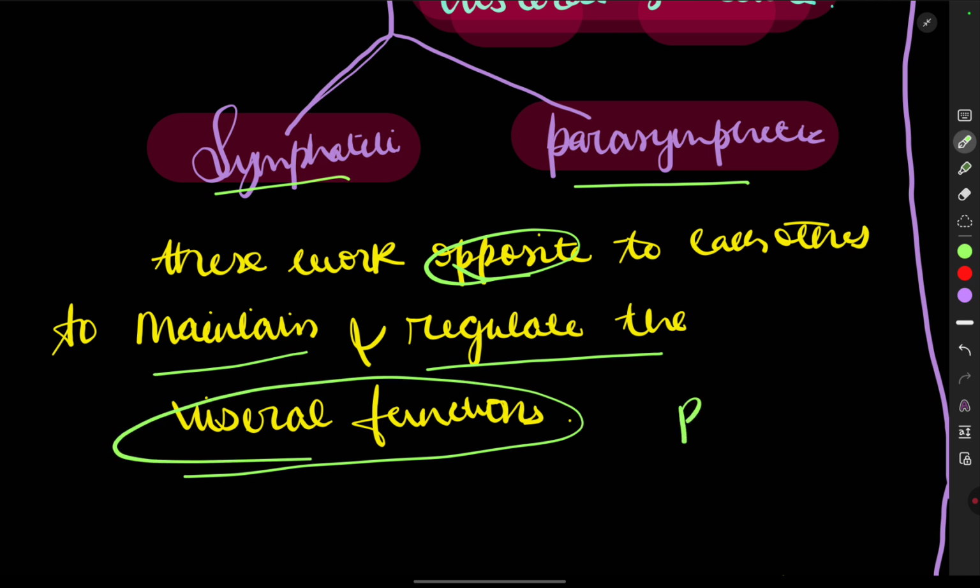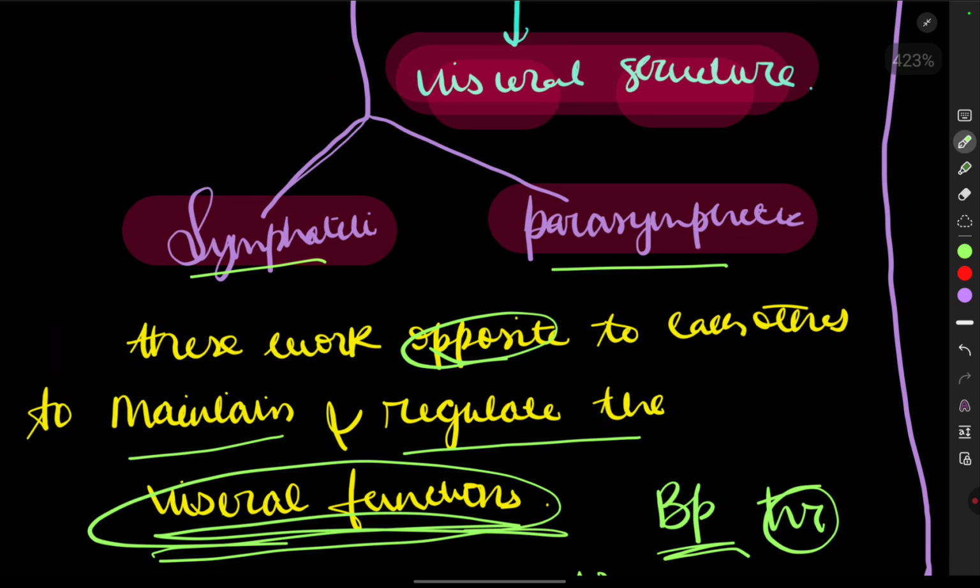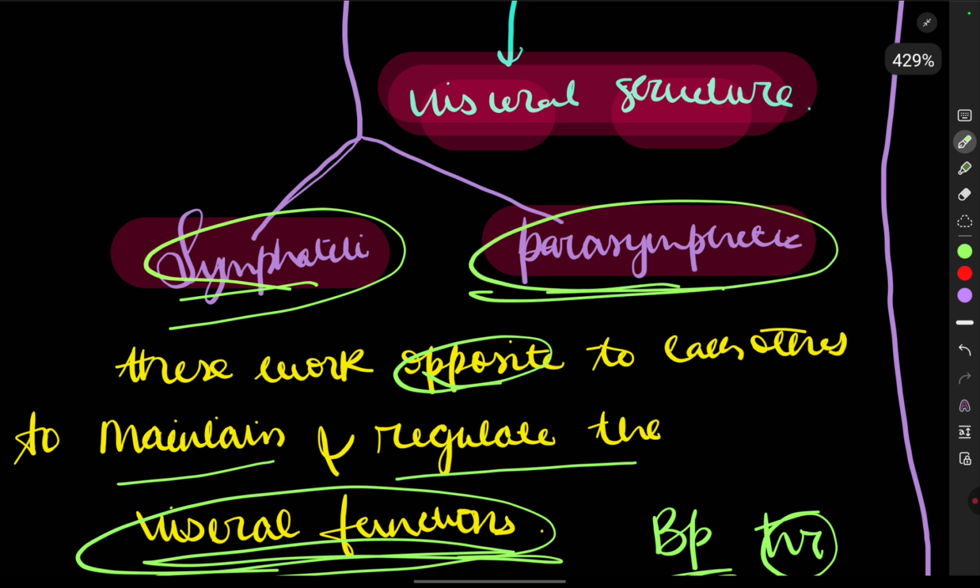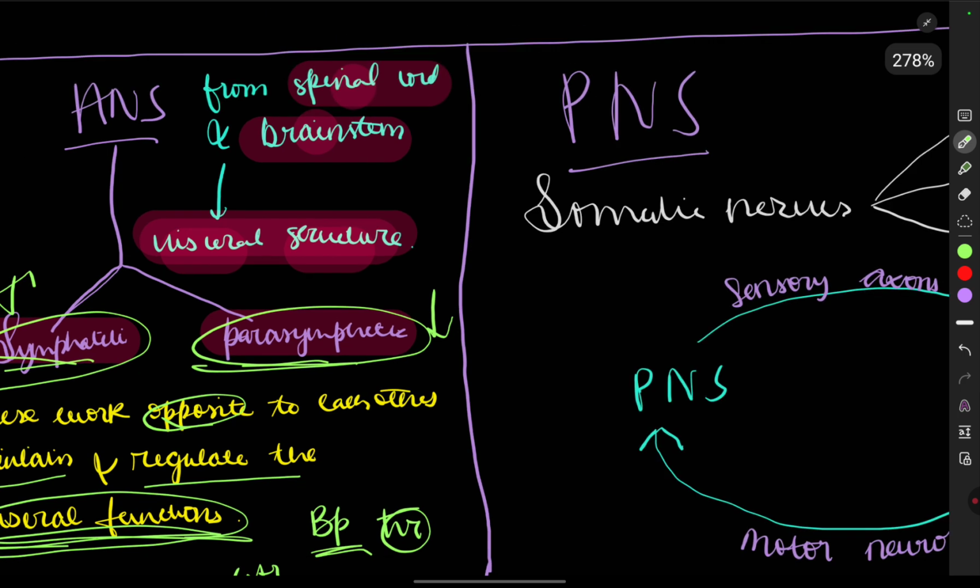We saw the blood pressure and the heart rate as well. How does the sympathetic increase the heart rate and the blood pressure, and how does the parasympathetic discharge bring it back to normal? Also the GFR, the respiration, and all the other visceral functions are controlled by the sympathetic and the parasympathetic. Sympathetic increases and the parasympathetic is opposite to it, it brings it back to normal. So we are done with the ANS.